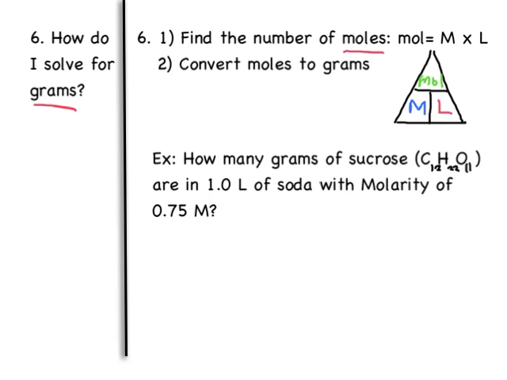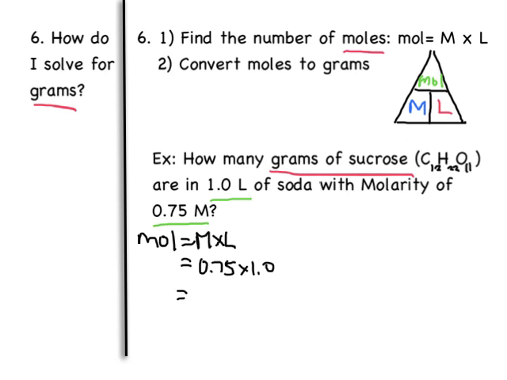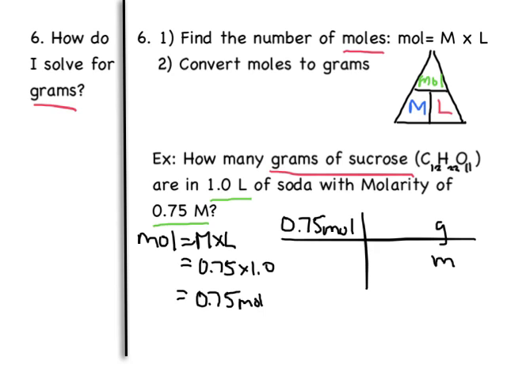So let's see how this works. Here's an example problem. It says, how many grams of sucrose are in 1 liter of soda with a molarity of 0.75 molarity? So let's take a look and solve this. We're going to first solve for moles by doing molarity times liters. So we'll do 0.75 times 1.0. Well, look at that. It's 0.75 moles, right? So then we use our mole island bridges, and we're going to go from 0.75 moles of sucrose over to grams of sucrose.